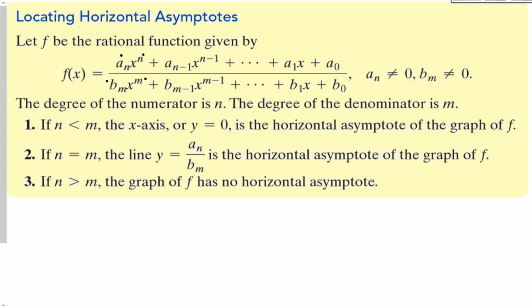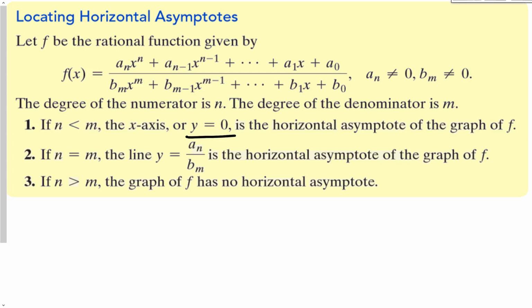So the degree of the numerator is the biggest exponent here, which is this one. The degree of the denominator is the biggest exponent, which is that one. So what you're going to do is look at those two things. If n is less than m, if this one is less than this one, that means that there is a horizontal asymptote, and it is the x-axis. y is equal to 0. Only if the bottom one is bigger. If the bottom exponent is bigger, the horizontal asymptote is 0.